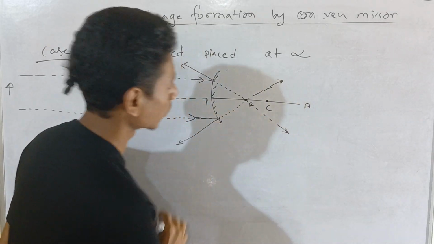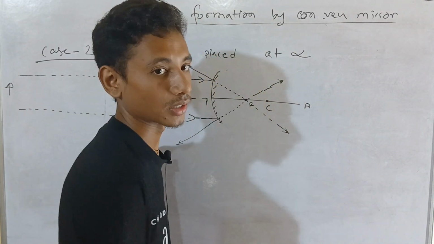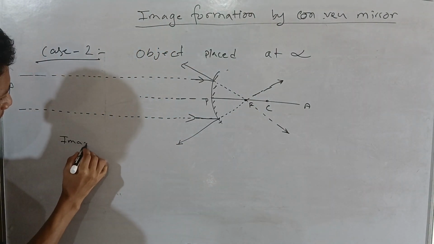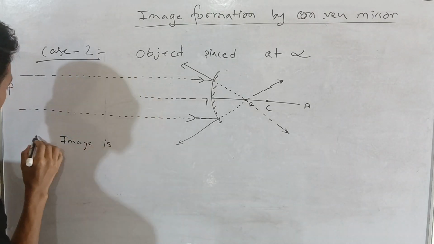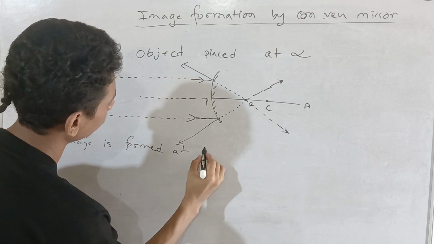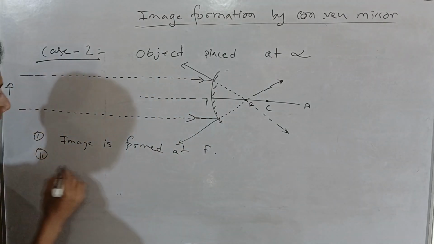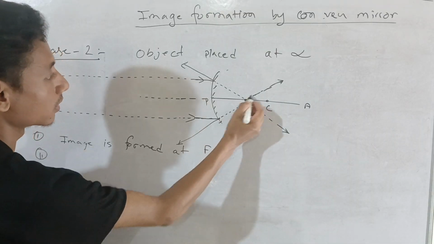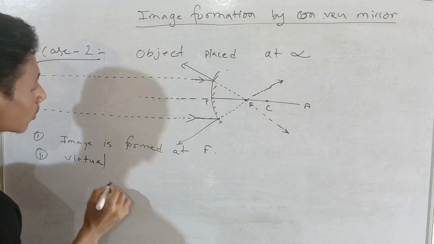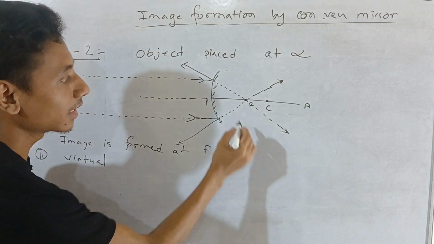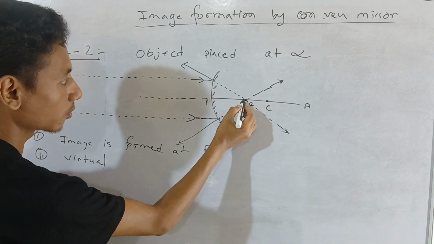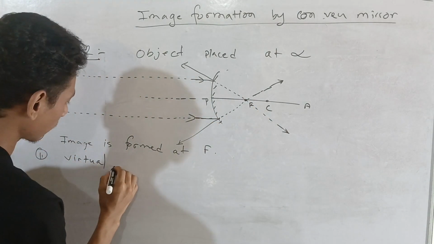This is our meeting point. Okay, so image formation at the focus point. Image characteristics: first, the image is formed at the focus point. Second, the image is virtual because both the rays are virtual. The image is actually not meeting here, but we imagine that the reflected rays meet in that position. So the image formation is virtual and upright.